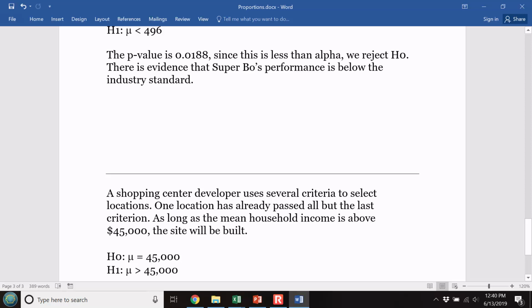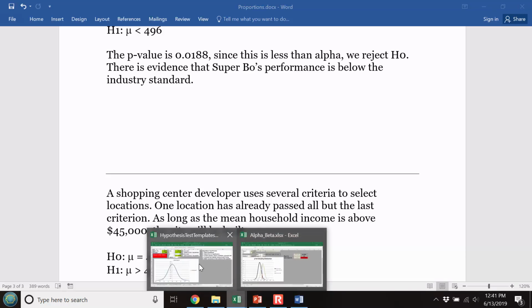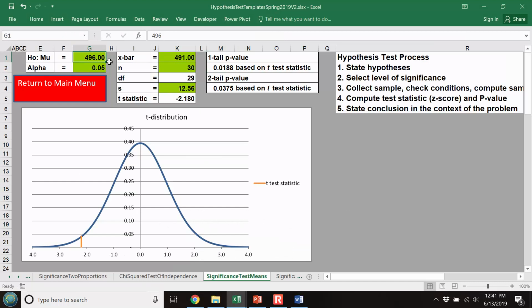Here's another one. I'm doing location analysis. We're going to build the shopping center as long as the mean income is above $45,000. So there's a hypothesis. Null hypothesis: the mean is $45,000. Alternative hypothesis or research hypothesis: it's greater than $45,000. So we can set that up. We're going to go back over here. 45,000. We'll leave the 5% alpha.